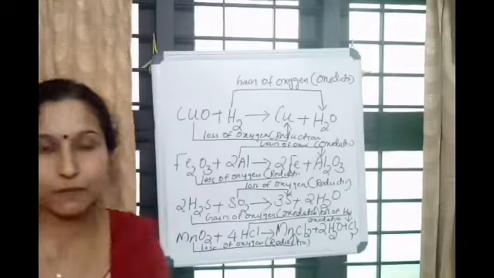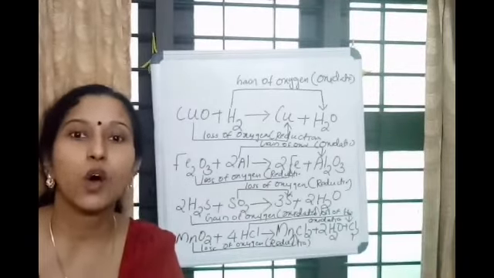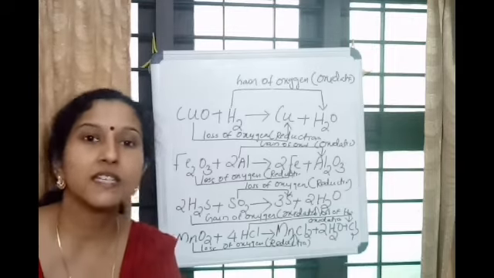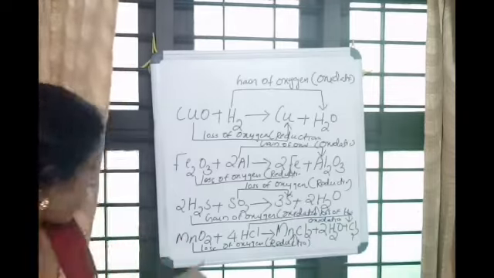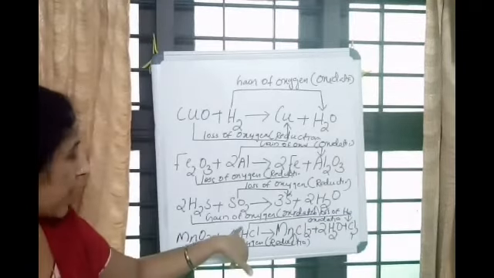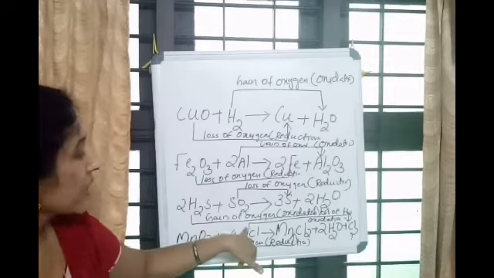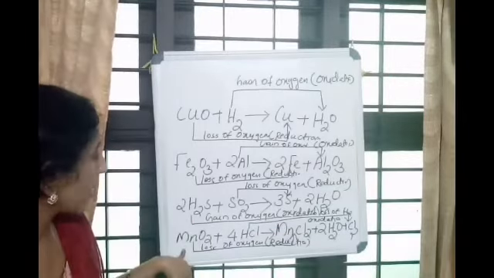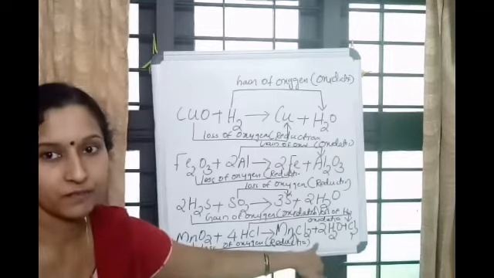Okay, so if a substance gains oxygen, it is said to be oxidized. If a substance loses oxygen, it is said to be reduced. And what about here? Hydrogen chloride, hydrochloric acid, oxidizes to Cl2, and MnO2, manganese dioxide, reduces to manganese chloride.